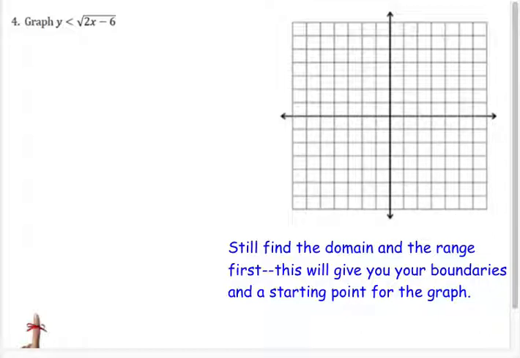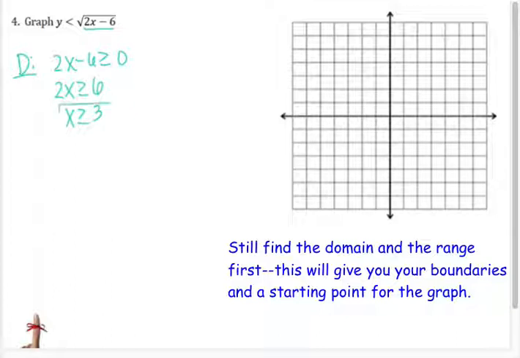So what I would do, find the domain and the range, and then let's go from there. So my domain is 2x minus 6 is greater than or equal to 0, because whatever's underneath my radical. So I would add 6, divide by 2. So x is greater than or equal to 3.